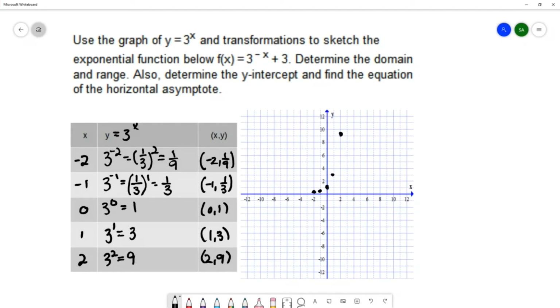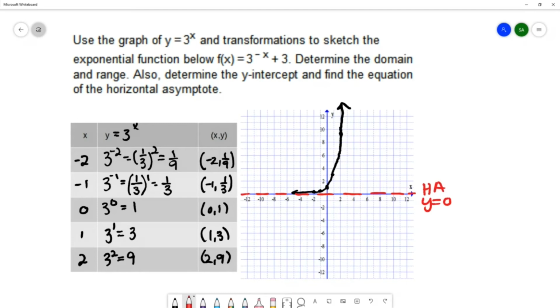These points connect with each other in a very smooth curve, and we can follow the pattern of what's happening. So if we continue to choose larger x values, the y values become larger. And on the left-hand side, if we continue to choose negative x values, then our y values will continue to get closer and closer to a y value of 0. So for this function, we have a horizontal asymptote that's falling right on top of the x-axis, and that is the line y equals 0.